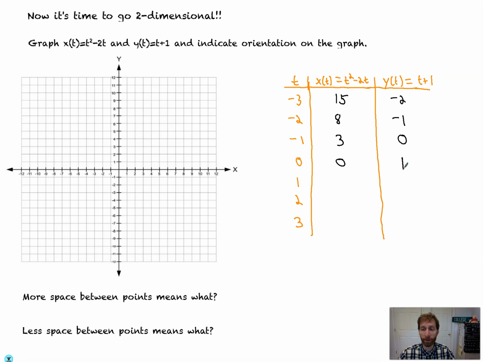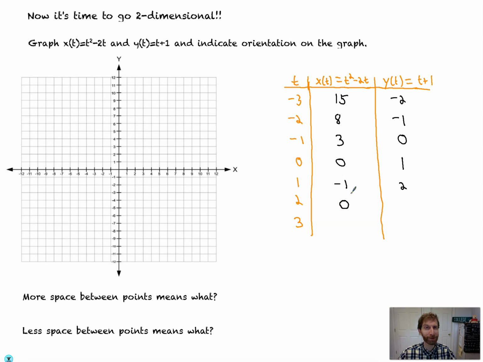This will be 1. Plug in 1. 1 minus 2 is -1. 1 plus 1 is 2. This one's going up by 1 each time, which makes sense. It's a line with a slope of 1, going up by 1 for every increase of 1 in the t direction. And then 2, we plug in 2. Squared is 4. Minus 4 is 0.